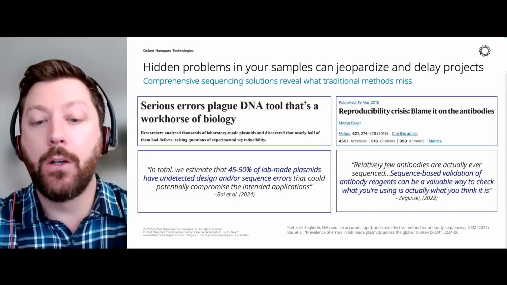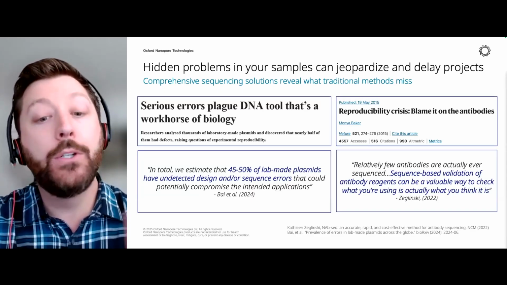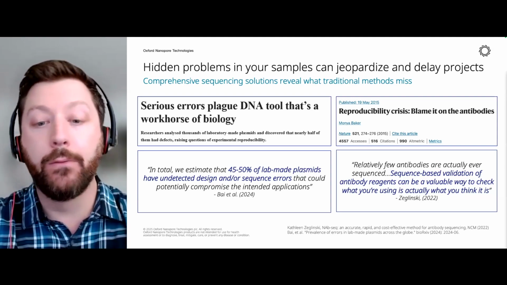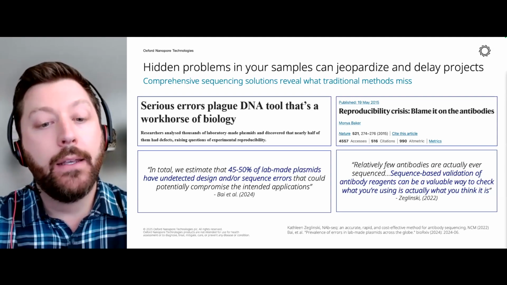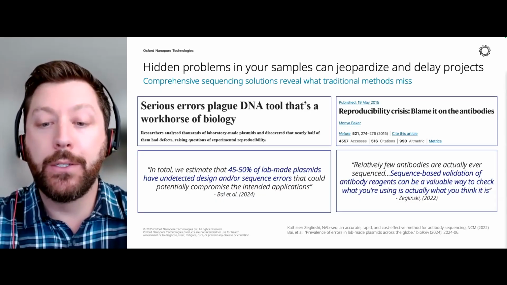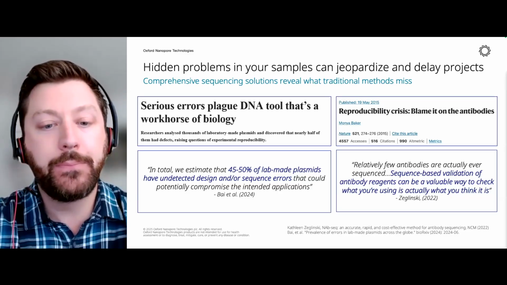The antibody field has also recognized quality and reproducibility issues for many years now, which is likely exacerbated by a lack of routine sequencing. As researcher Kathleen Zaglinski puts it, sequence-based validation of antibody reagents can be a valuable way to check what you're using is actually what you think it is.